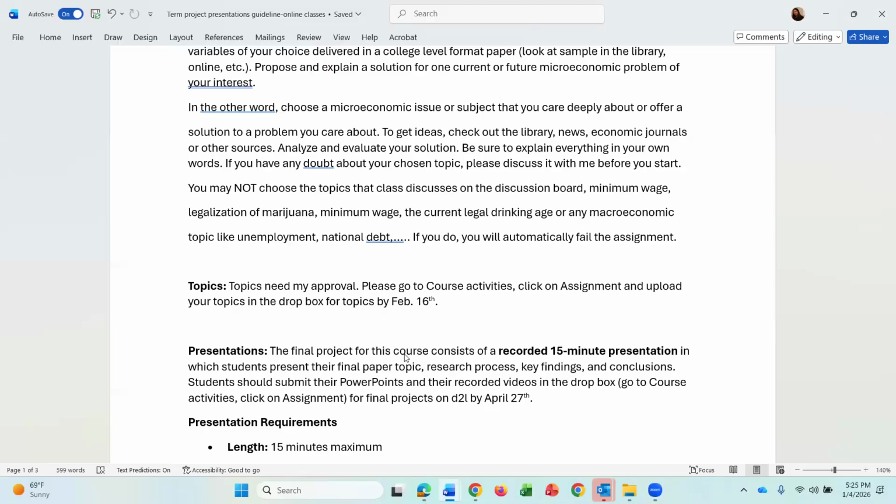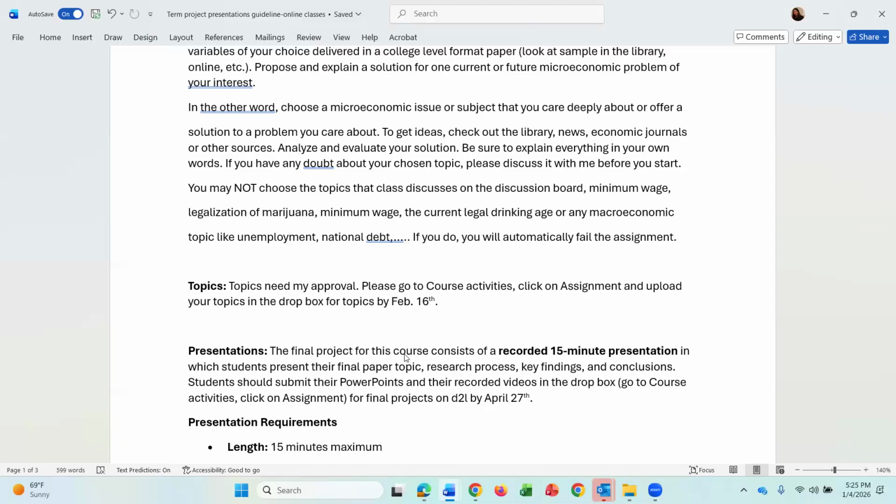In your topic, in a Word file, you are going to write your name, our course information, which is microeconomics, and the section number for our class. And then you are going to give me a research question. What is it that you are going to do for your project?